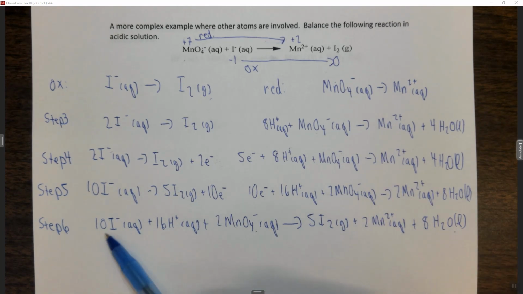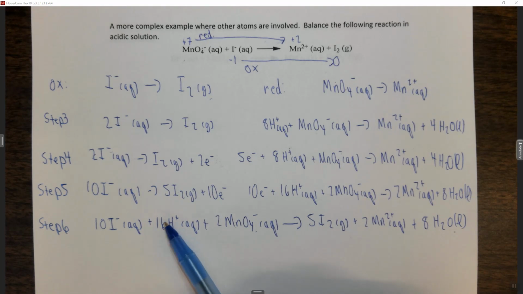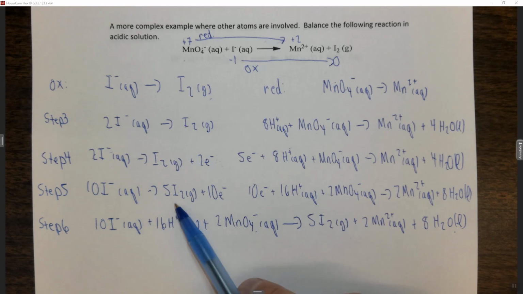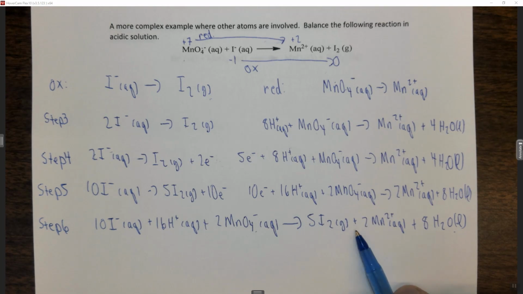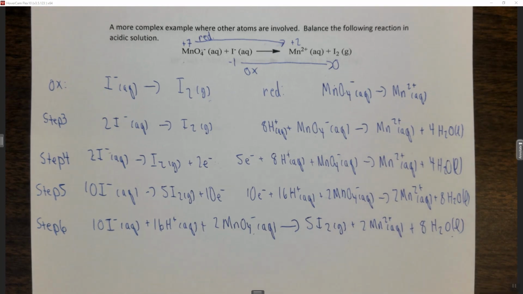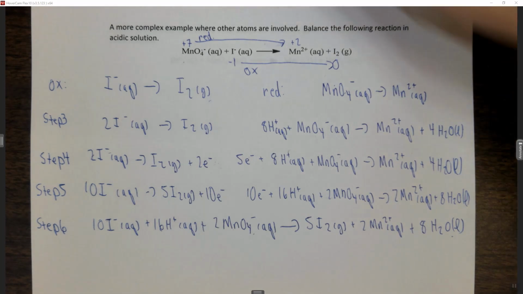Now I got to check the charges. On this side I have 10 minus and 16 plus. So that gives me 10 minus and 16 plus is 6 plus, 2 more minuses is going to be 4 plus. On this side I have two pluses, so I have 4 plus. So the charges balance, the atoms balance, and there's not some common multiple between all these things. So this is the balanced redox equation in acidic solution. This absolutely takes practice, so please practice with this.